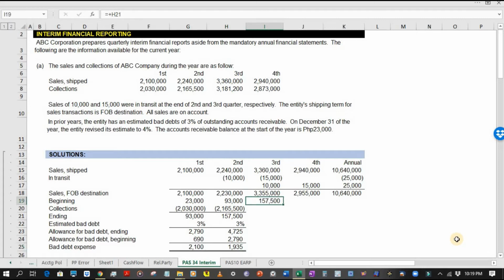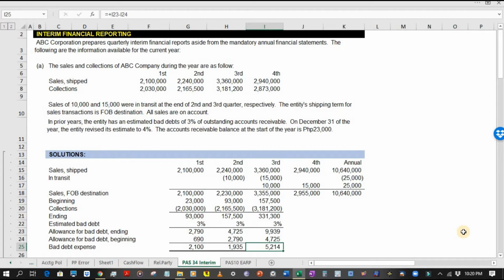157,500 as of July 1, less the collections made in the third quarter, which is 3,181,200. So our ending balance would be 331,300 multiplied by 3%. So our allowance for bad debt at the end of the third quarter, which is September 30, is 9,939 pesos. Of course, less the beginning balance, which is 4,725. This is the ending balance of the second quarter. So for the third quarter income statement, our bad debt expense should be recorded at 5,214 pesos.